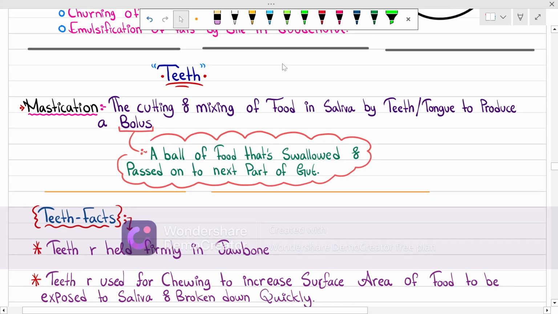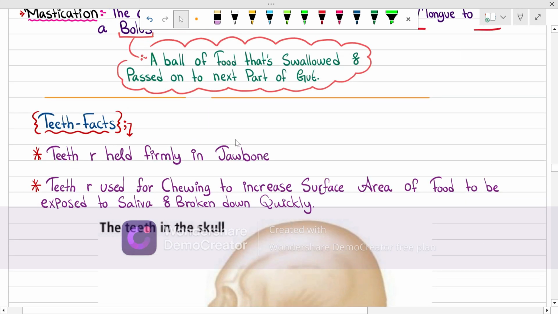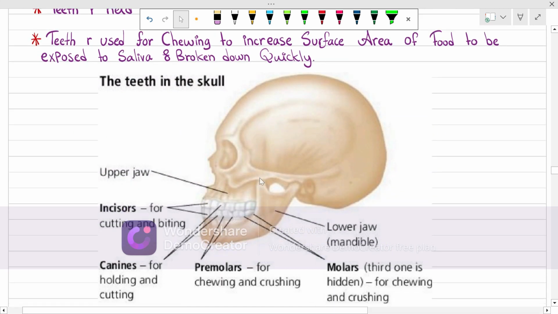So the first part of the digestive system where ingestion takes place is the mouth, and in the mouth we have teeth. Teeth perform mastication. Mastication is the cutting and mixing of food in saliva by teeth and tongue to produce a bolus. Bolus is a ball of food that's swallowed and passed on to the next part of the gut. Some facts about teeth: they are held firmly in the jawbone, and they are used for chewing to increase the surface area of food so it can be broken down more quickly.